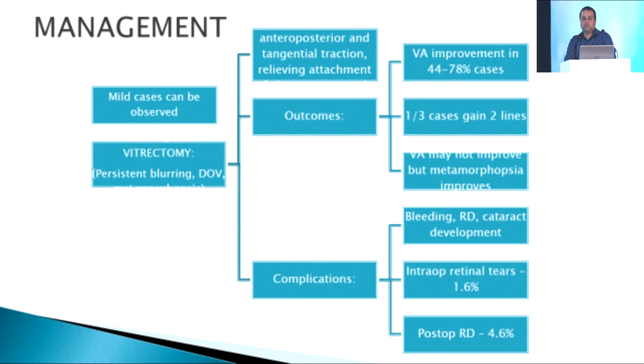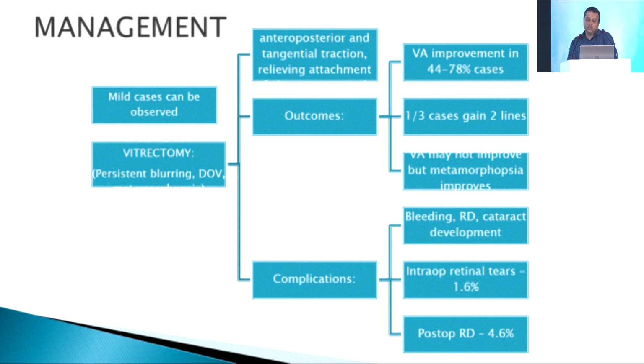During vitrectomy, the important thing is we need to remove the anteroposterior traction as well as the tangential traction. And we should not pull it from the fovea, otherwise we can convert it to a full thickness macular hole. So usually surgeons leave the attached part and remove all other posterior cortical vitreous.